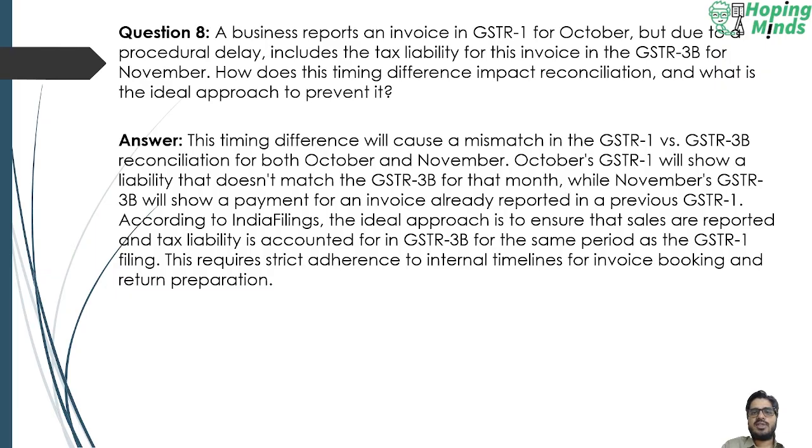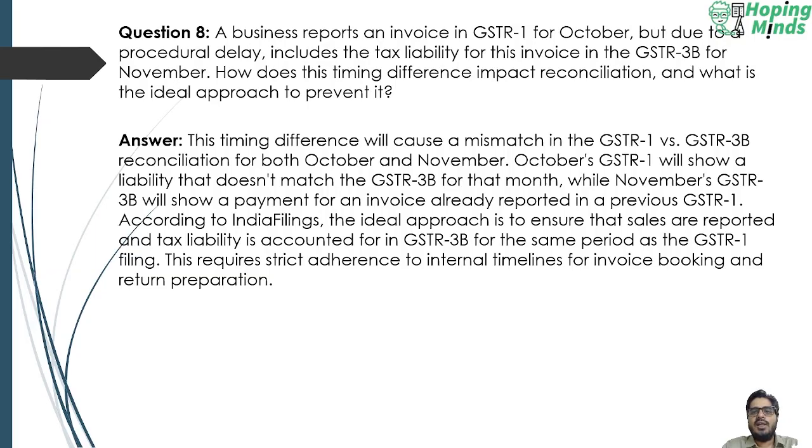Next, a business reports an invoice in GSTR 1 for October, but due to a procedural delay, includes the tax liability for this invoice in the GSTR 3B for November month. How does this timing difference impact reconciliation, and what is the ideal approach to prevent it? So, there will be a mismatch in GSTR 1 and GSTR 3B for both October and November month. In the month of October, the turnover declared in GSTR 1 will be higher, whereas the corresponding tax liability in GSTR 3B for the month of October will be lower as compared to GSTR 1.